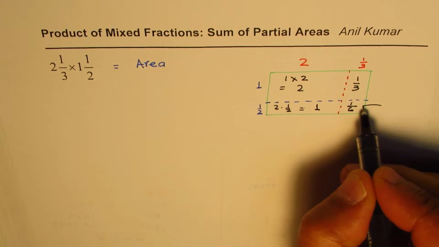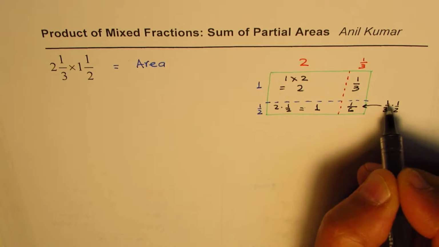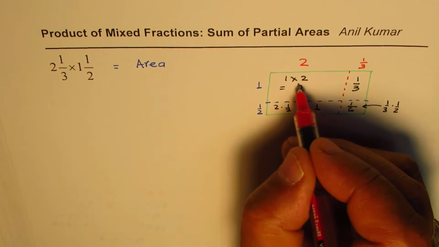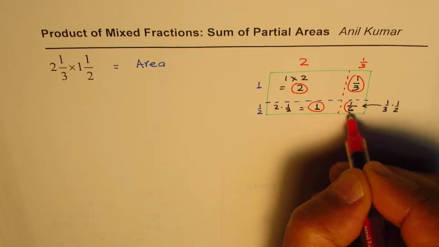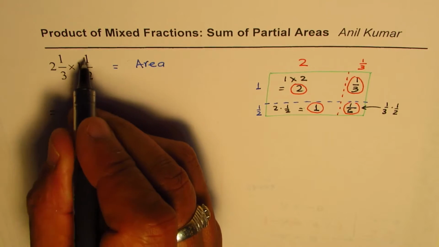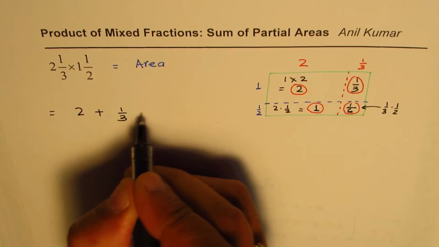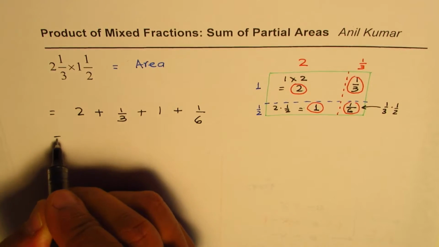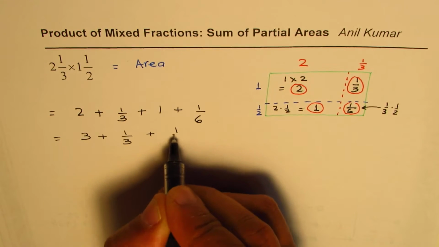How did we find this area? 1 over 3 times 1 over 2. Is that okay? So you multiply numerators 1, denominators as 6. Now to find the complete area, we are going to add these partial areas. So these are the partial areas of each rectangle. So we have this 2 1 over 3 times 1 and a half as equals to 2 plus 1 over 3 plus 1 plus 1 over 6, correct? You could write this as 2 plus 1 as 3 plus 1 over 3 plus 1 over 6.